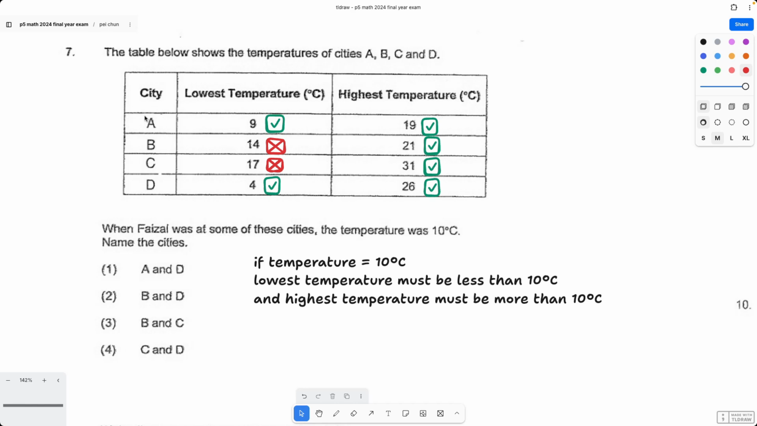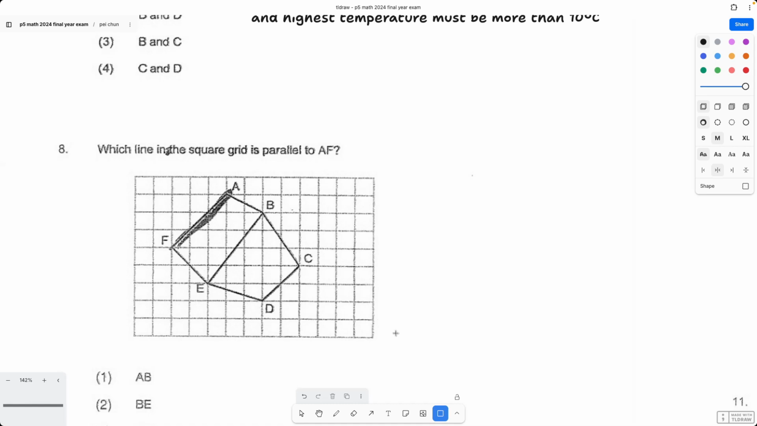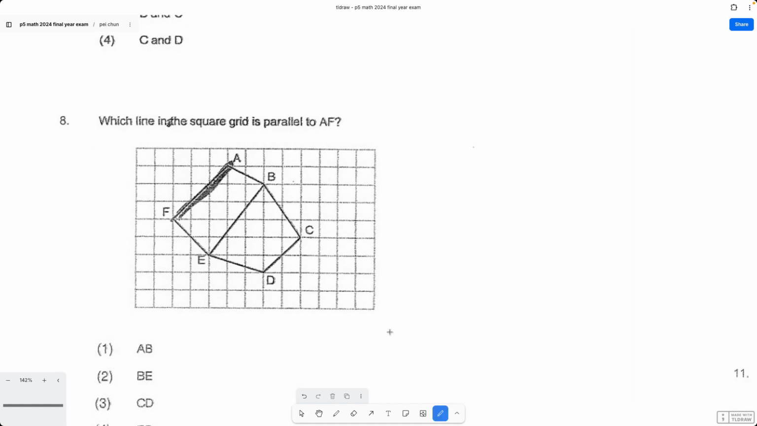Right? I'm gonna put in circle. This is A, gonna put this as green, and then A and D. So the answer to this is number 1. That's what you see over here. All right. Okay, let's move on to the next question. Question number 8. Which of the lines in the square grid is parallel to A and F?